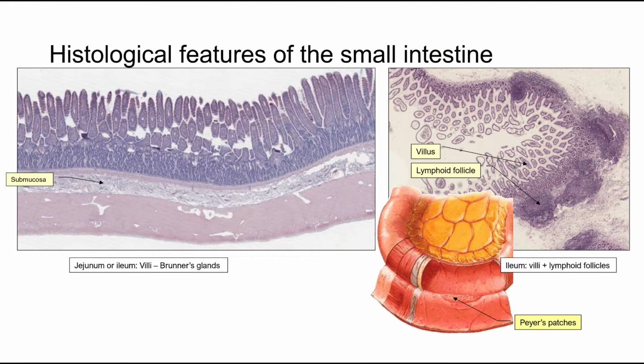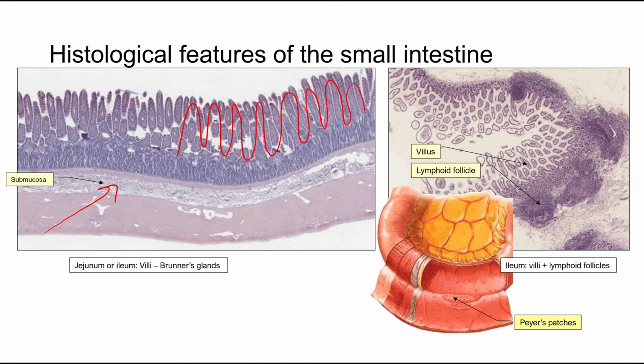So I would say that this slide belongs to the small intestine because of the presence of the villi. So it's a small intestine. Which part of the small intestine? I look at the submucosa. I don't see any submucosal glands, so I exclude the duodenum. And then I don't see any lymphoid follicles in the mucosa or the submucosa. So this is most likely a jejunum.